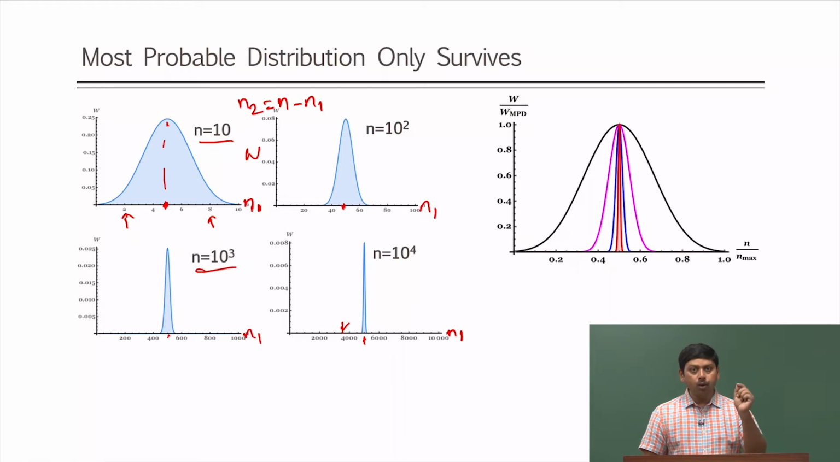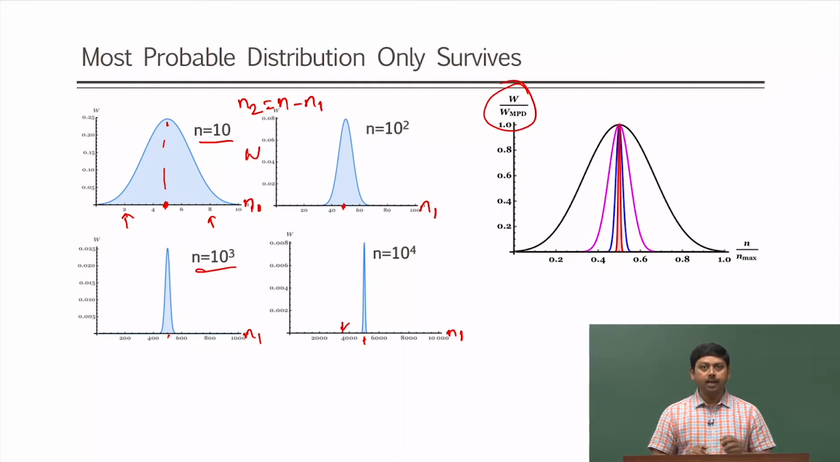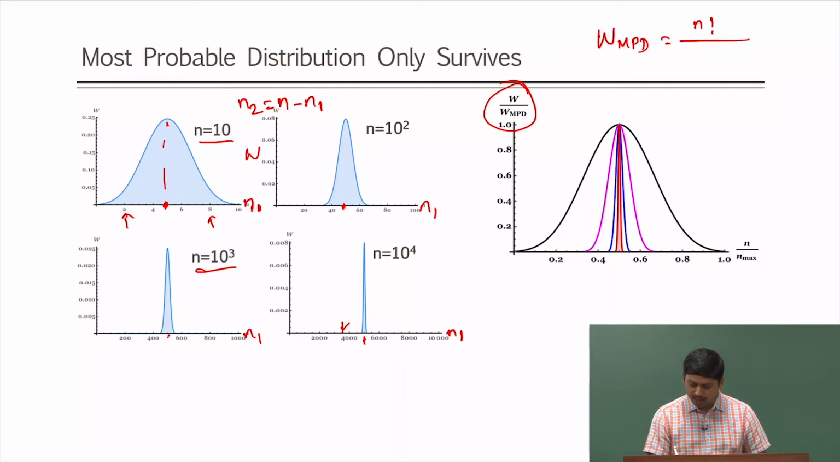It will be more clear if we do a percentage deviation or fractional deviation, then it will be understood. So, for example, here I am plotting W by W MPD, meaning W MPD is for the distribution when it is half half. So, W MPD, the most probable distribution, is n factorial by n by 2 factorial n by 2 factorial. I am dividing by W MPD. So, as you can see, when n 1 is equal to half or 0.5, it should be equal to 1, because W becomes W MPD. So, that always is 1.